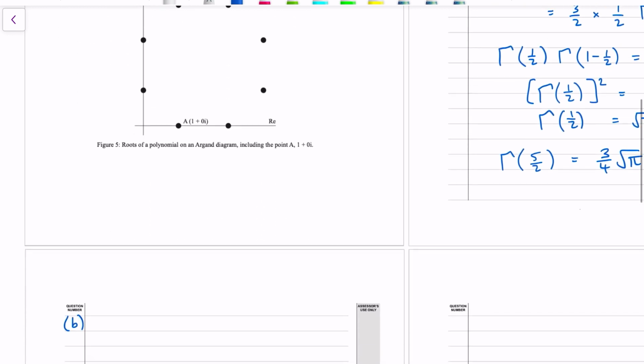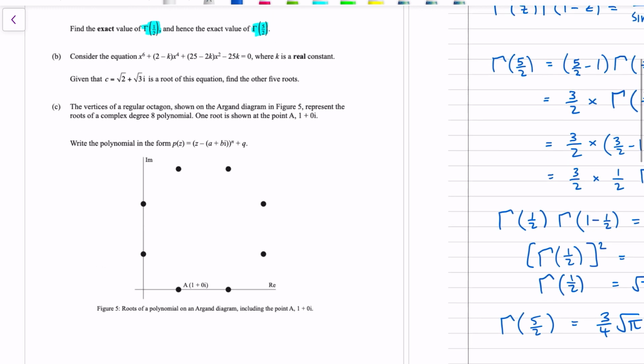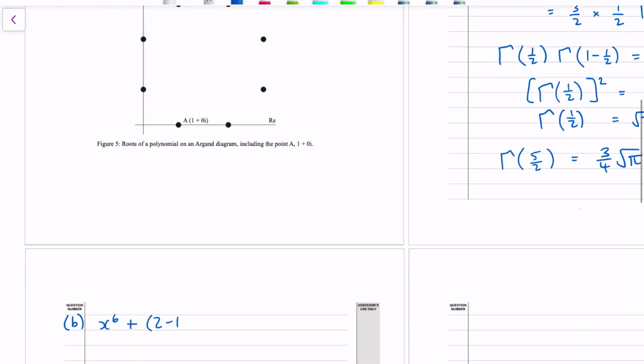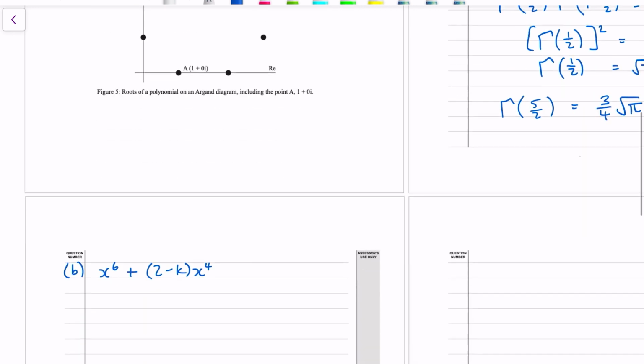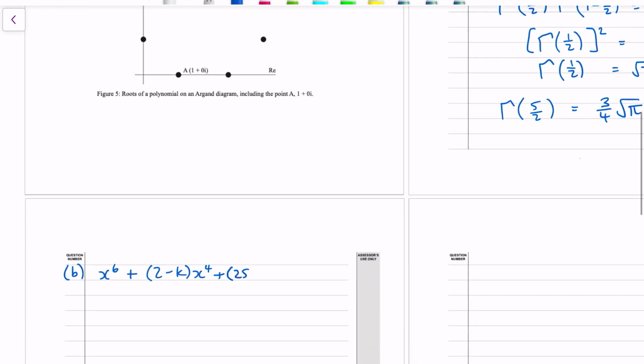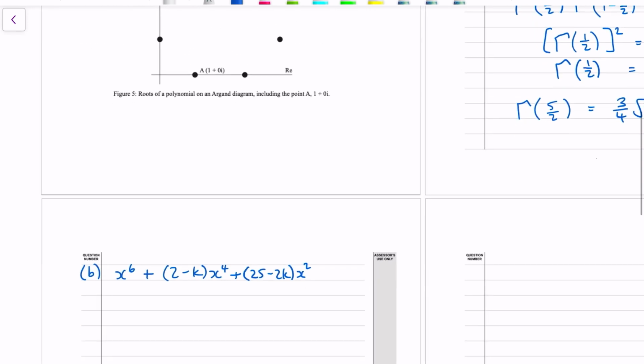Okay, let's write this equation out. We've got x to the 6 plus 2 minus k, x to the 4 plus 25 minus 2k, x squared minus 25k equals 0.